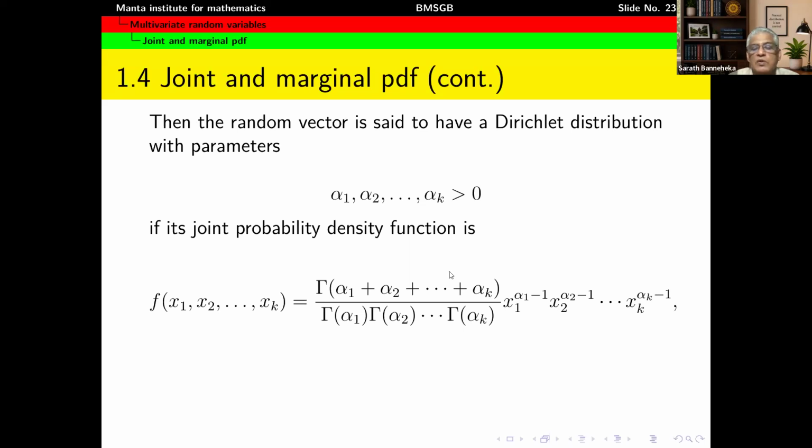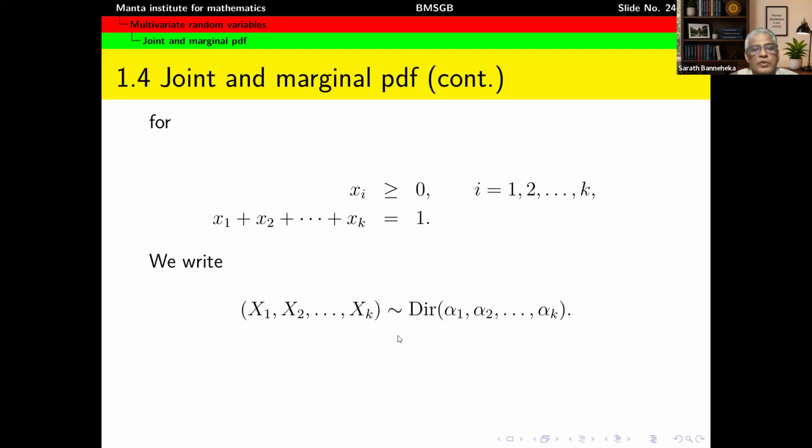This is the normalizing constant, and then x1 to the power alpha 1 minus 1, x2 to the power alpha 2 minus 1, and so on, xk to the power alpha k minus 1. So that is the general form of a Dirichlet distribution. This is the notation that is used, like in the binomial case and Poisson case, we have some notation. Similarly, this random vector has a Dirichlet distribution with these parameters. That is one commonly used notation, right?